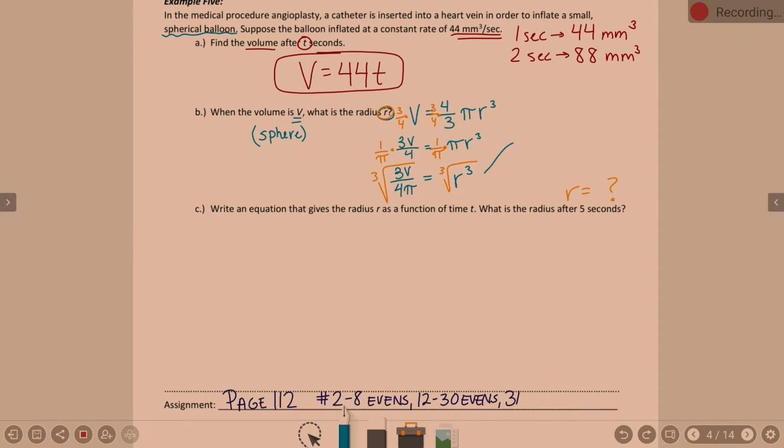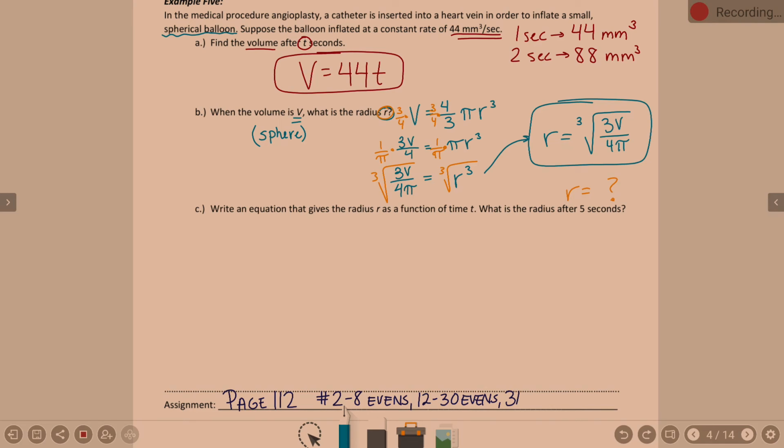We end up with r equals the cube root of 3v over 4 pi. Nice. So that answers the question of when the volume is v, what is the radius r? So it was finding the equation that relates volume and radius in the scenario and solving it for r because it says what is the radius. Okay, now A and B were important to part C.